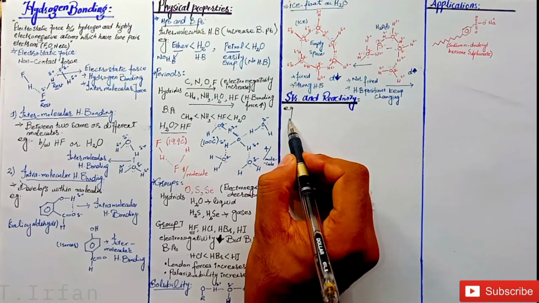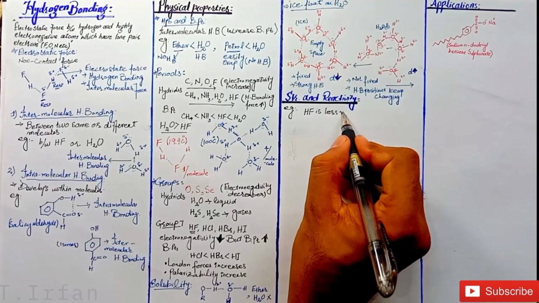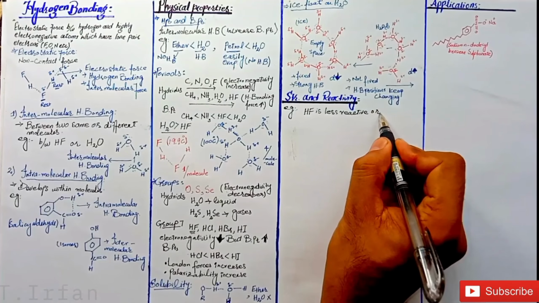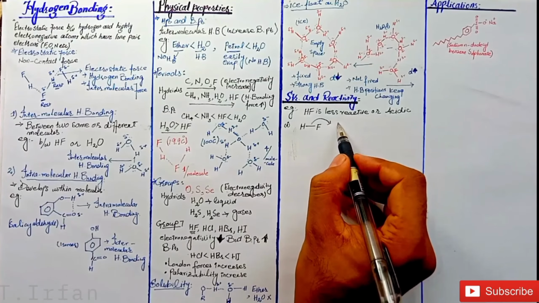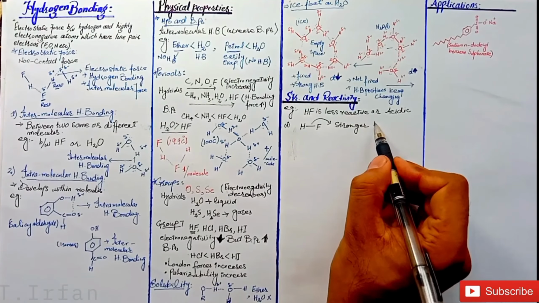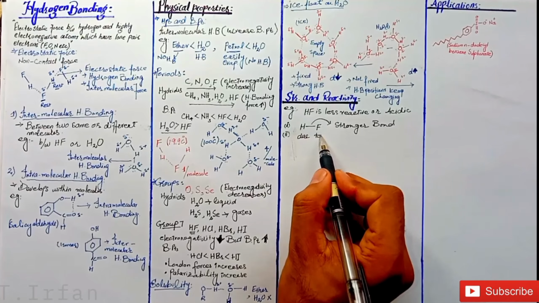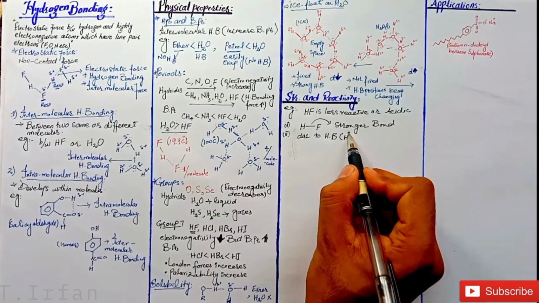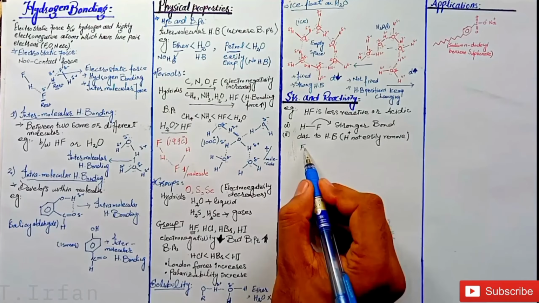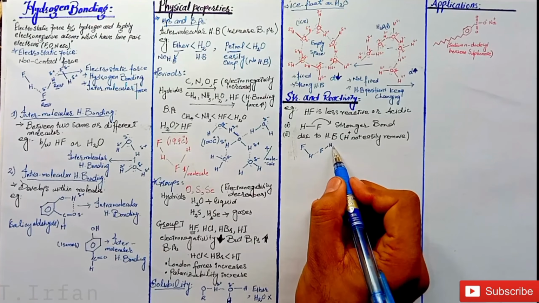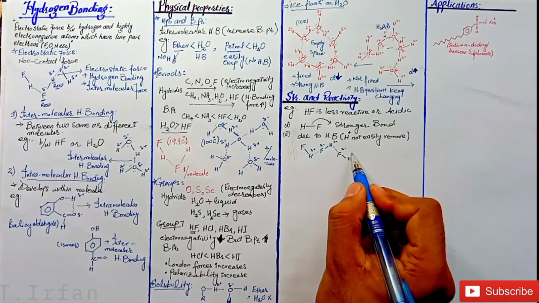Hydrogen bonding also affects structure and reactivity. For example, hydrogen fluoride is less reactive or less acidic as compared to other halogen acids. There are two reasons behind this. The first one is that the bond between hydrogen and fluorine is much stronger because of the high electronegativity difference. And the second reason is hydrogen bonding. Hydrogen bonding traps the hydrogen atom between two highly electronegative atoms, so hydrogen cannot be removed easily. This makes hydrogen fluoride less acidic or less reactive.